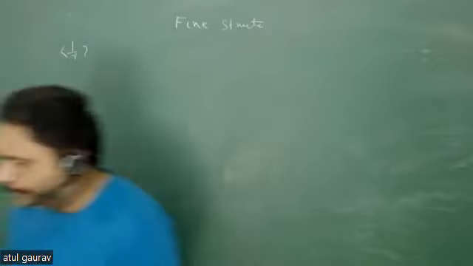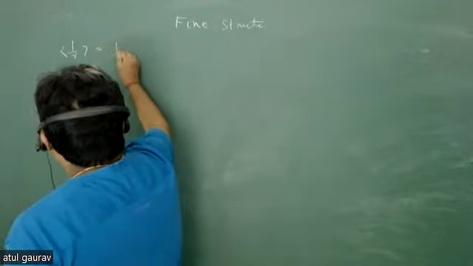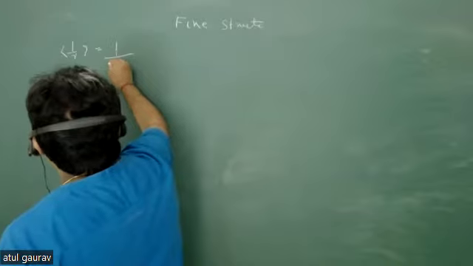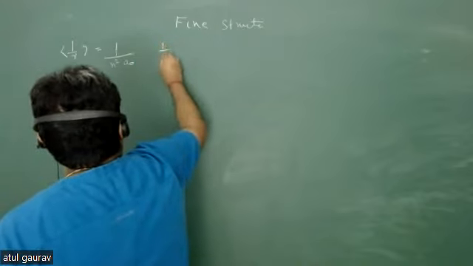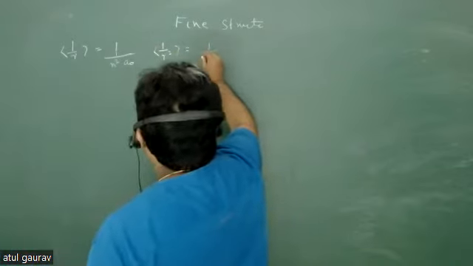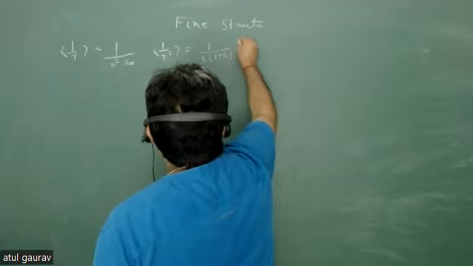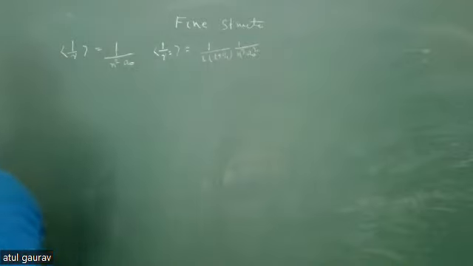Okay, yes, so we have to go for the fine structure. So what is 1 by r? 1 upon r is equal to, what was this value? 1 upon n square a naught. Okay, so this is your 1 by r, and we have to use 1 upon r square. What is 1 upon r square? That is 1 upon l into l plus half, and you have 1 upon n cube a naught square. Yes, sorry, not l only, l plus half. Okay, so we have this particular thing.